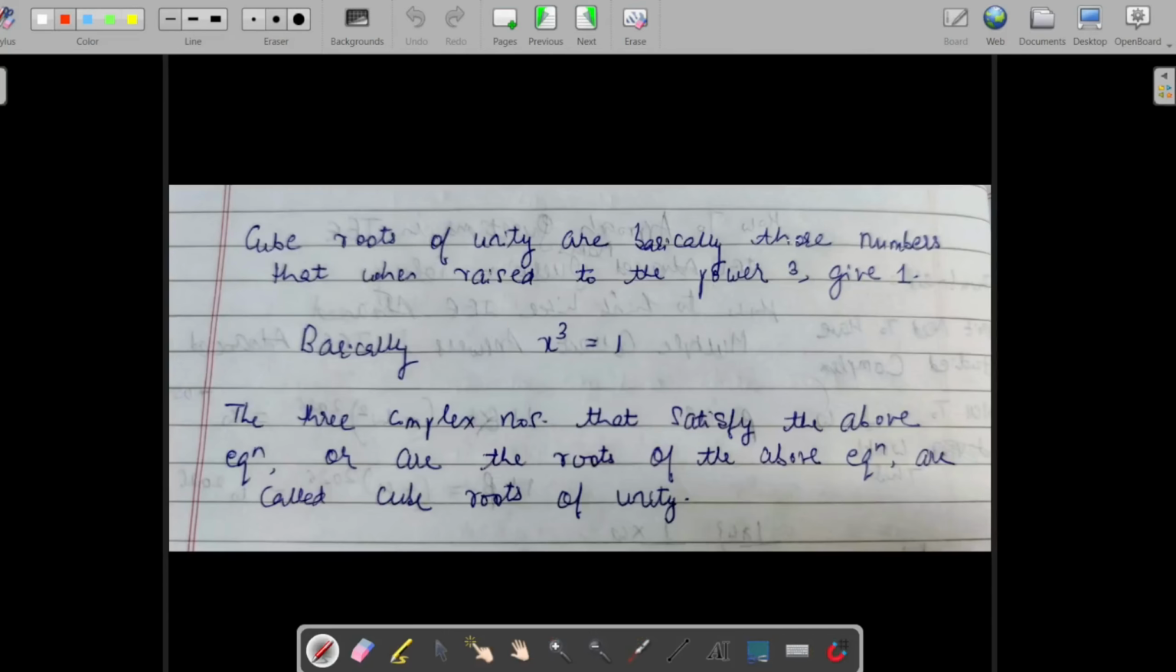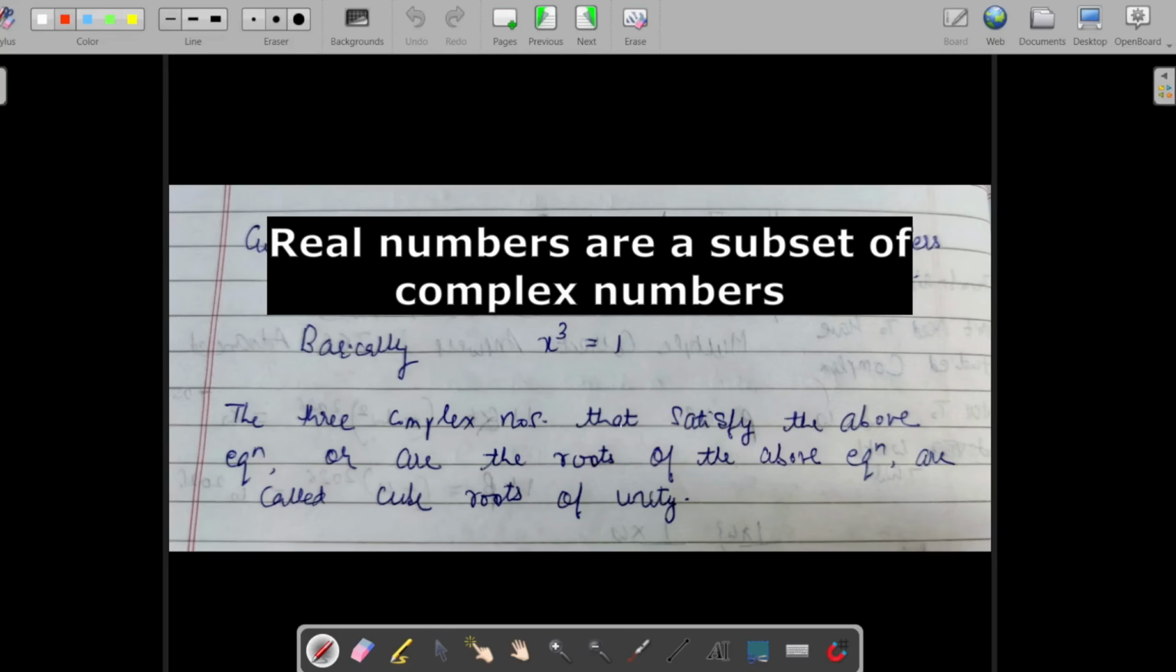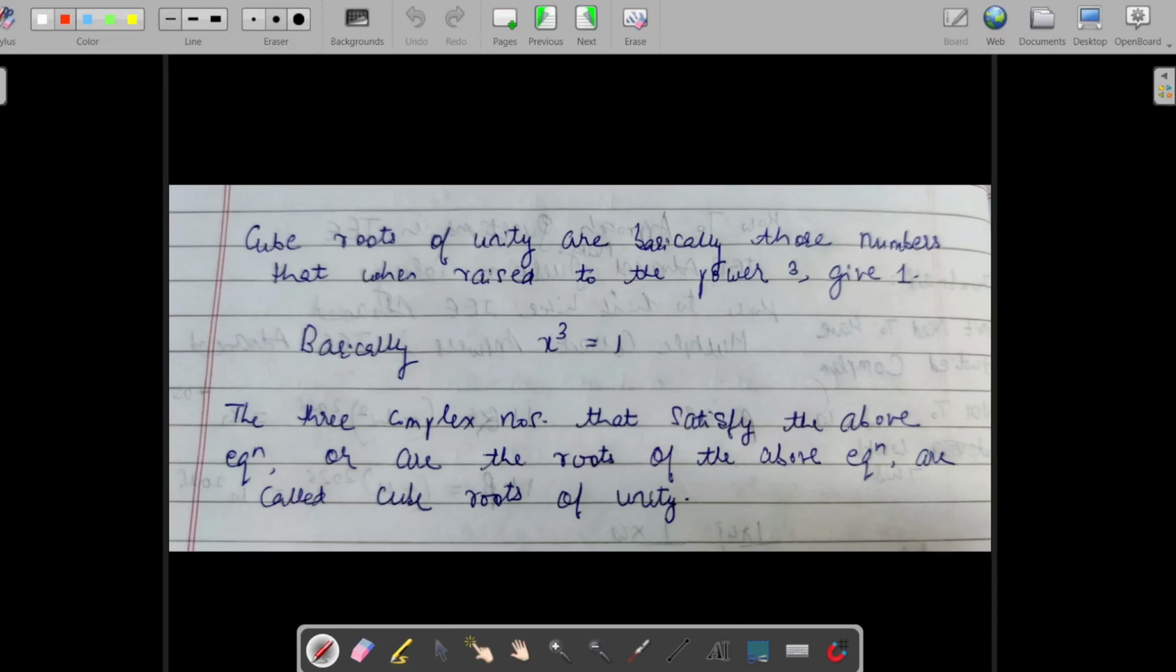Cube roots of unity are basically those numbers that when raised to the power 3 give 1. Basically, let us assume any variable x that raised to the power 3 will give us 1. This equation has three roots, one of which is real and the other two are complex numbers. The three complex numbers, because every real number is also a complex number, that satisfy the above equation, or what does it mean when we say a quantity satisfies an equation? It means that it is the root of the above equation, are called cube roots of unity.